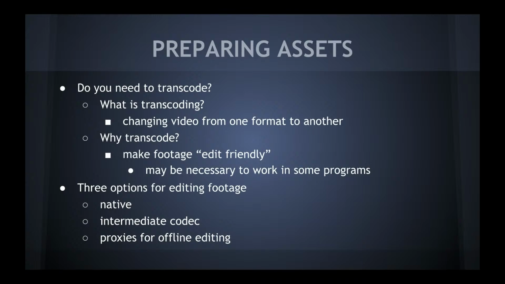Now, there are 3 different options for your footage. You have your native footage, which is of course what the camera captures. An intermediate codec, which might be something you're transcoding that keeps the same quality as the native, but works better with your edit system. Or proxies for offline editing, which is the idea of making a low resolution, low data rate version of your footage so that you can edit it with your system.